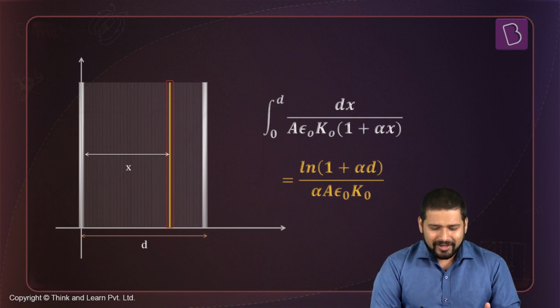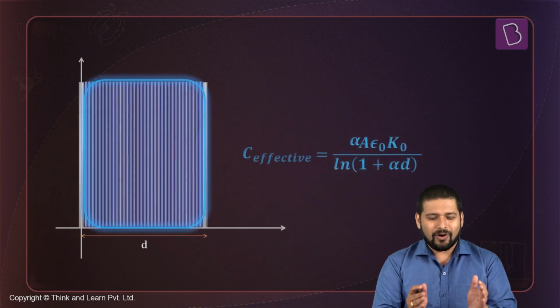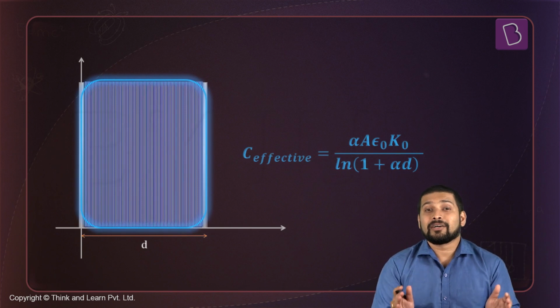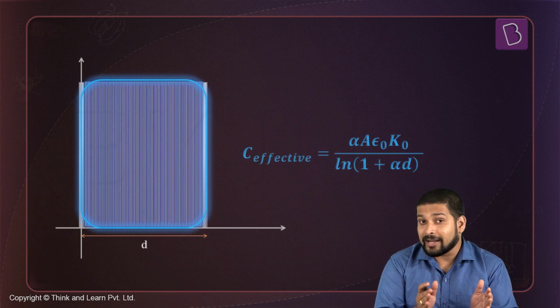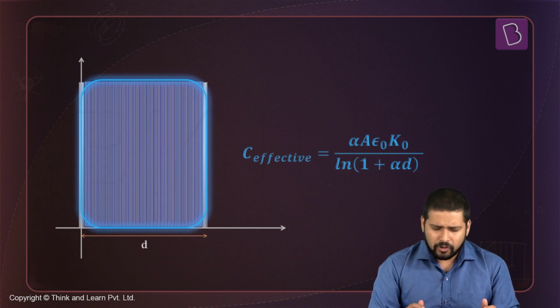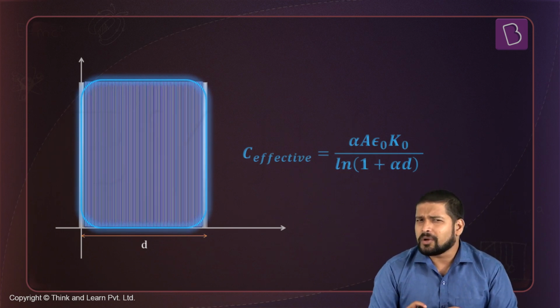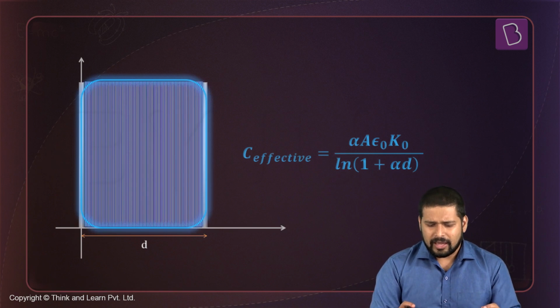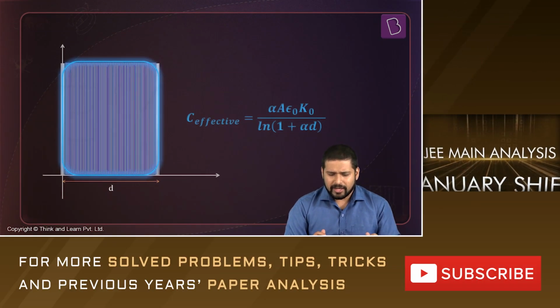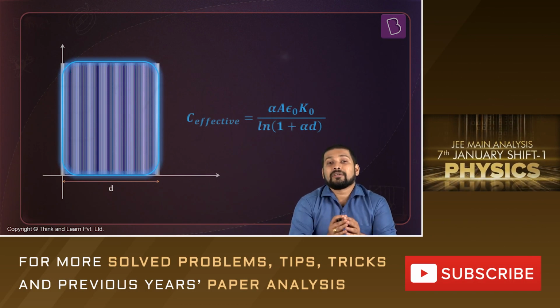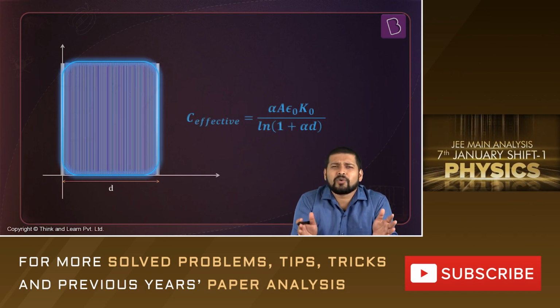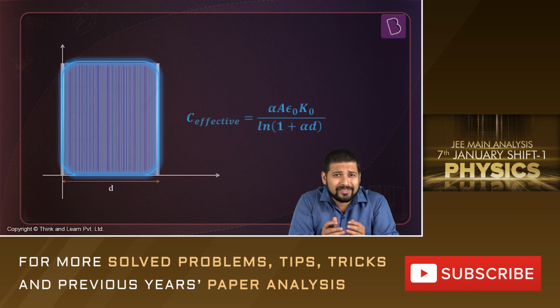Once you have integrated this, you'll get the value for this entire set of capacitors connected in series. So you have the C effective value, which is equal to alpha A epsilon naught k naught divided by ln of (1 plus alpha d). But it's not the end here, and that is why this is a difficult problem, because it has multiple steps.